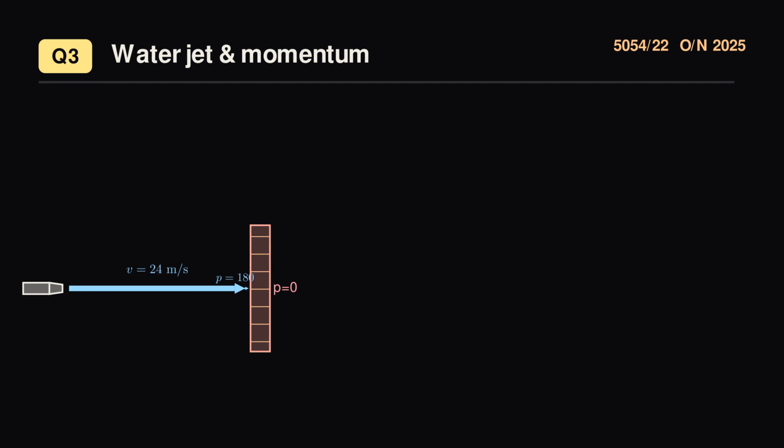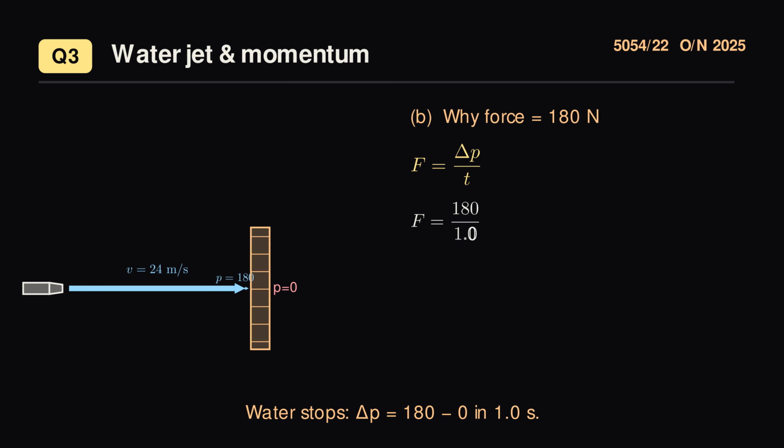Part B. Why the force is 180 newtons. The water stops, so the change in momentum is 180 in 1 second. Force equals change in momentum over time, 180 newtons.